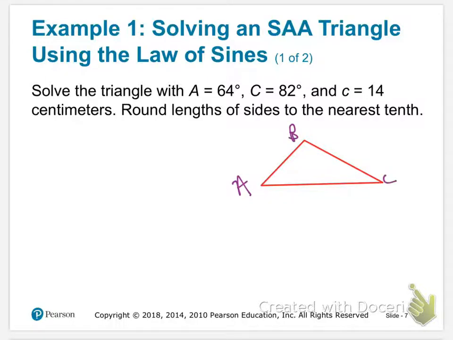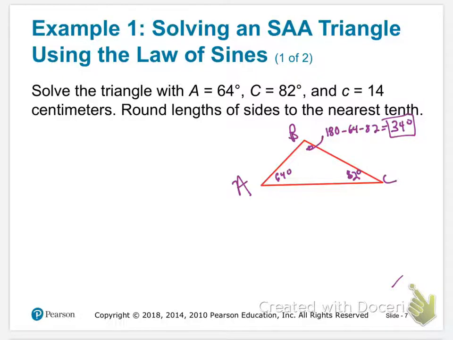If I know angle A is 64 degrees, and angle C is 82 degrees, we know the sum of the interior angles of a triangle is 180, so I can do 180 and subtract those two. When you put that into a calculator, I got 34 degrees. Double check my math. So you already see that this picture is not drawn accurately, but at least we know that.